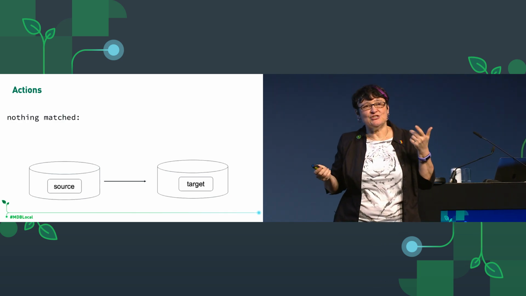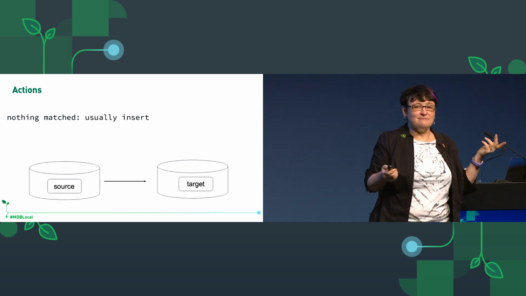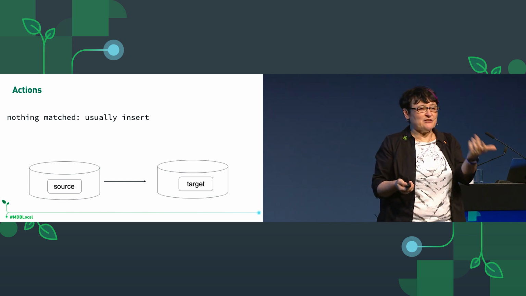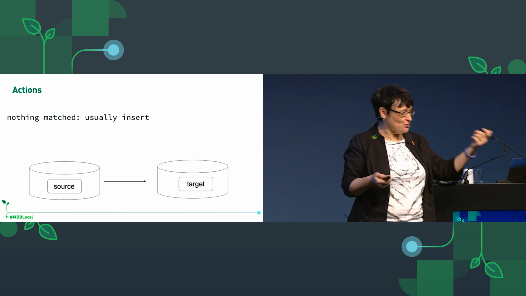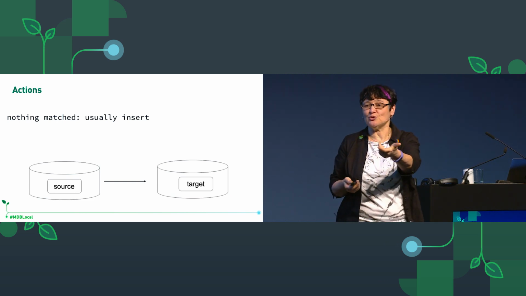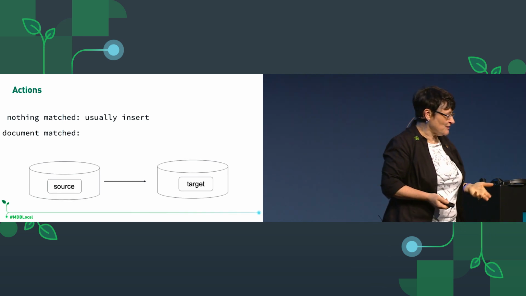And in all cases, you get to specify an action if nothing matched, or if something matched. So if nothing matched, by default, we'll do what you would expect, which is an insert, right? So if we have a document and let's say the underscore id doesn't match an underscore id in the target collection, we'll just insert it. That kind of makes sense.